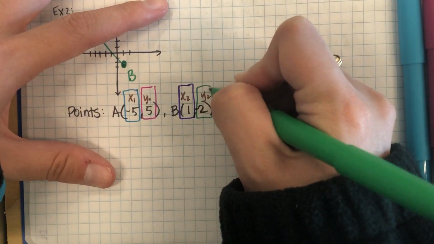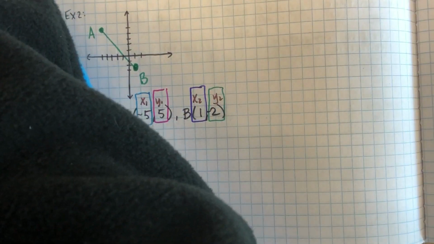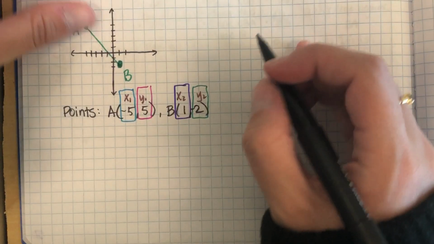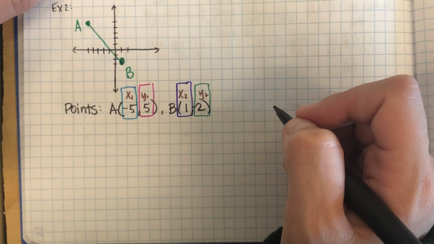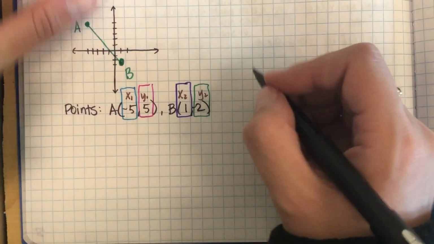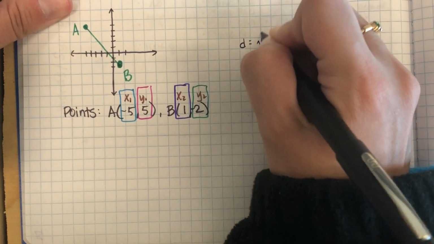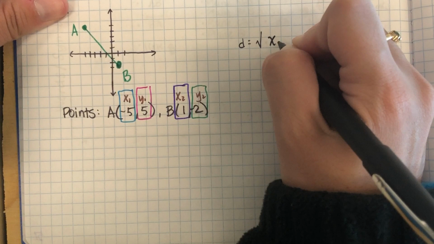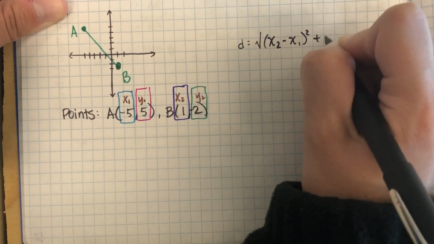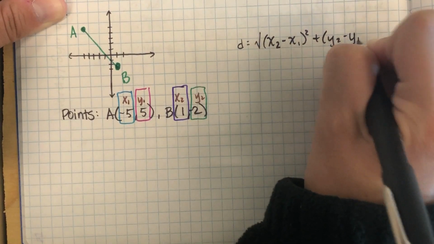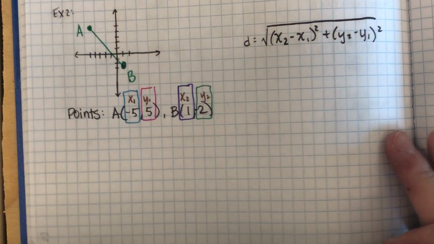y sub 2 is equal to -2. Okay, so what I like to do is I like to rewrite the formula. That's not necessary for you to do. I just find it to be helpful. Let me see if this is even going to fit on my page. It's kind of close, so I'm going to go over here. So my distance formula is the square root of x sub 2 minus x sub 1, squared, plus y sub 2 minus y sub 1, squared.